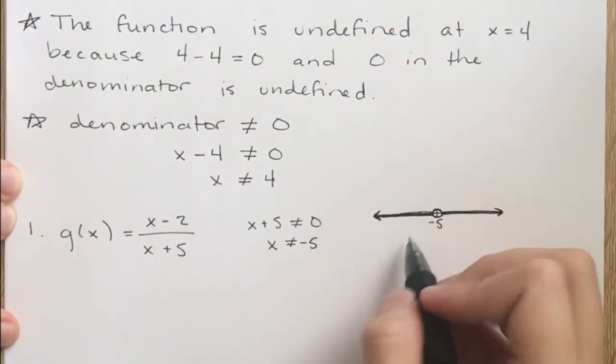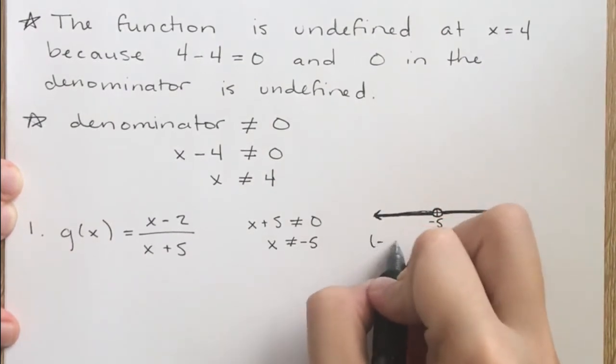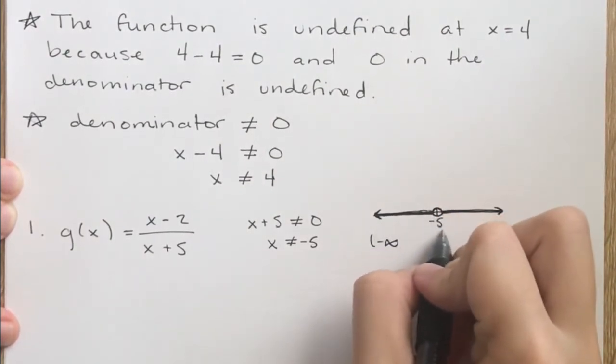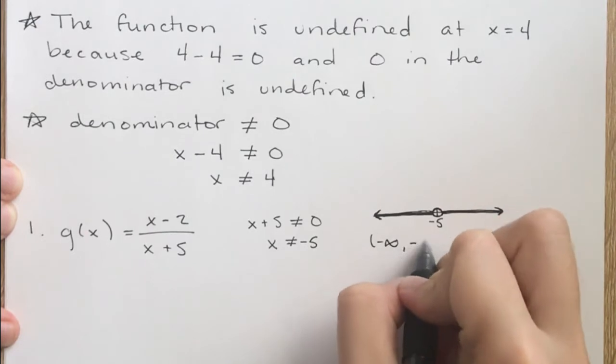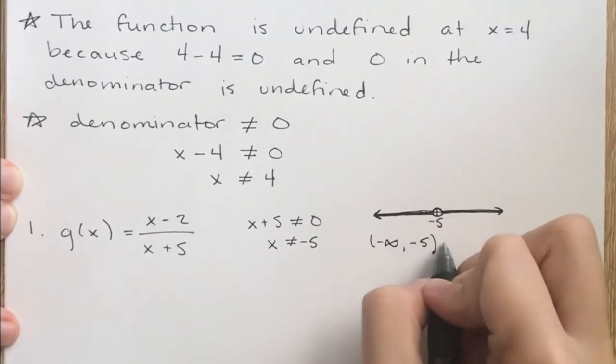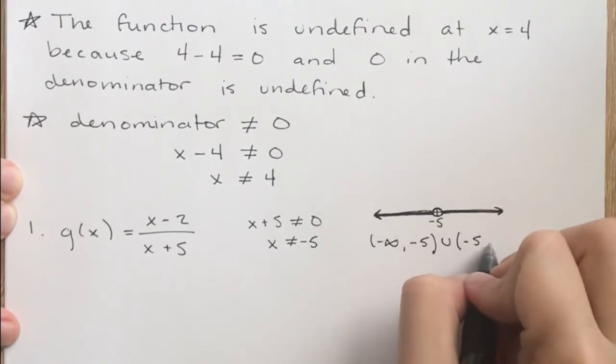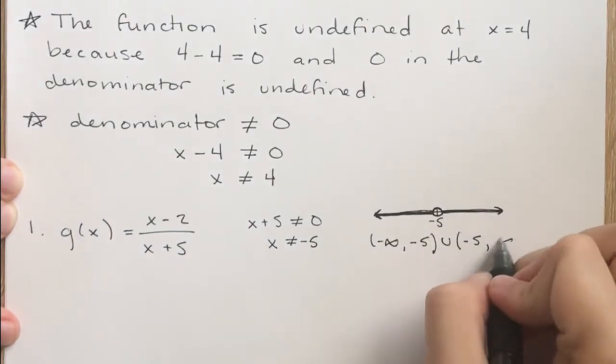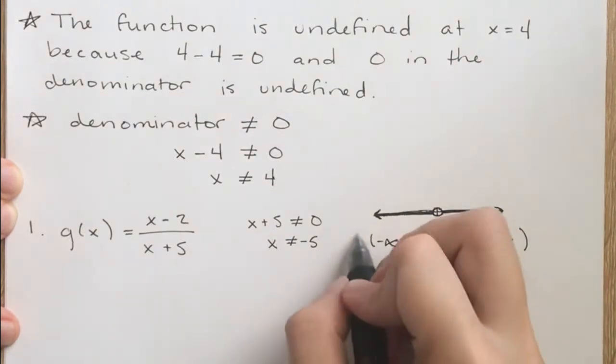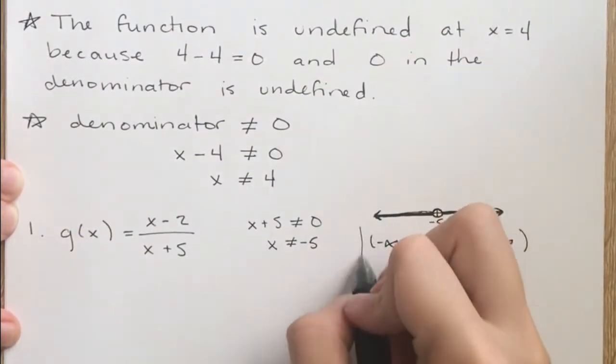Here we have two pieces. One piece that starts at negative infinity continues all the way to negative 5. We stop at negative 5. Then we have a second piece that starts at negative 5 but doesn't include it and then continues all the way to positive infinity. And this is our answer.